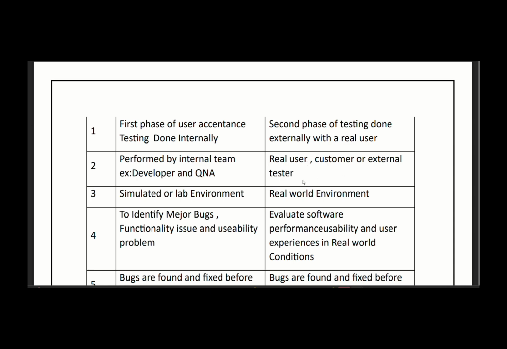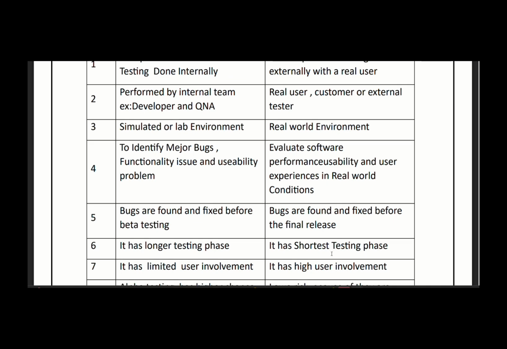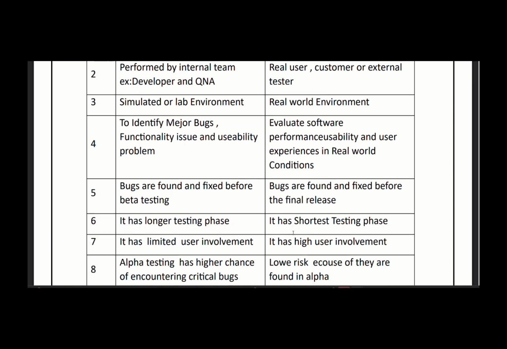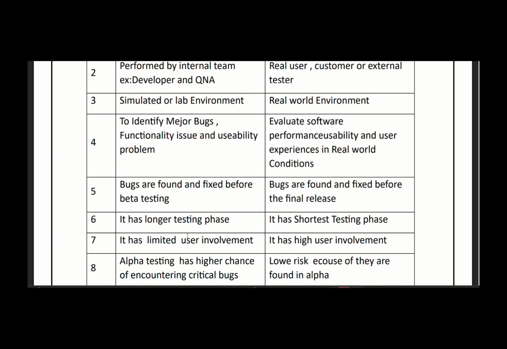Alpha testing is done in a simulated or lab environment, and beta testing is done in a real world environment. Alpha testing is used to identify major bugs, functionality issues and usability problems. Beta testing is used to evaluate software performance, usability and user experience in real world conditions. In alpha testing, bugs are found and fixed before beta testing, and in beta testing, bugs are found and fixed before the final release. Alpha testing has a longer testing phase and beta testing has a shorter testing phase.